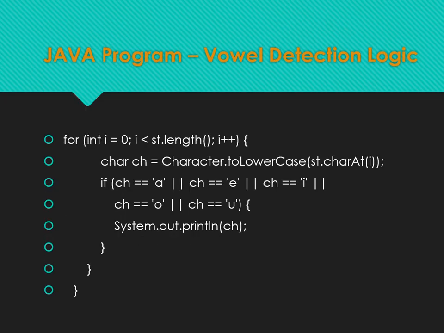In this part of the code, we loop through each character of the string using a for loop. For every character, we convert it to lowercase using Character.toLowerCase to ensure the comparison is case insensitive. We then use an if statement to check if the character is a vowel, that is, either A, E, I, O, or U. If the condition is true, we print the vowel. This simple logic helps us extract and display all vowels from the word, one at a time.